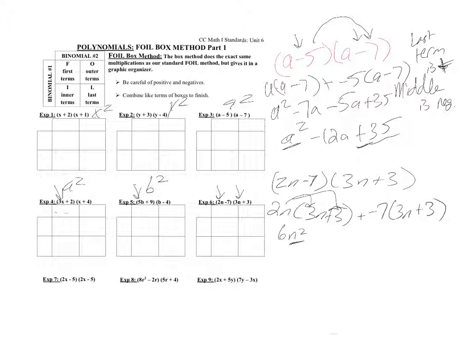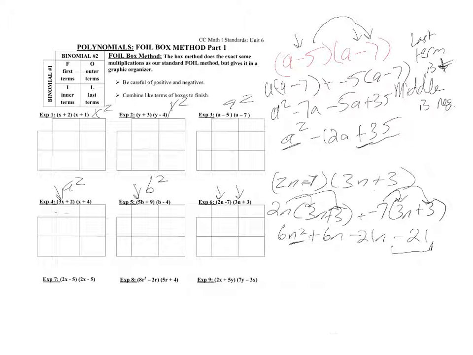So 6n squared. And then 2n times 3 is plus 6n. And then negative 7 times 3n is negative 21n. And then negative 7 times 3 is negative 21. So let's go back and check our signs. We have one that's negative and one that's positive. So our last term is going to be negative.